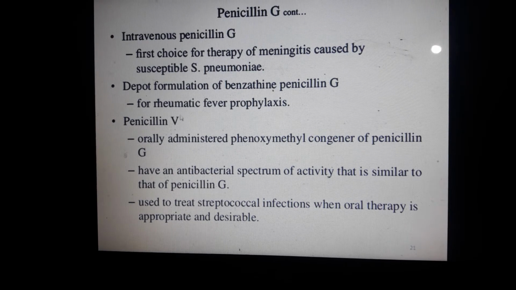Okay, depot formulation of benzathine penicillin G for rheumatic fever and prophylaxis. Penicillin V is orally administered, a phenoxymethyl congener of penicillin G, or what we call related compounds, or isomers, okay. It has an antibacterial spectrum of activity similar to penicillin G, used to treat streptococcal infections when oral therapy is appropriate and desirable.